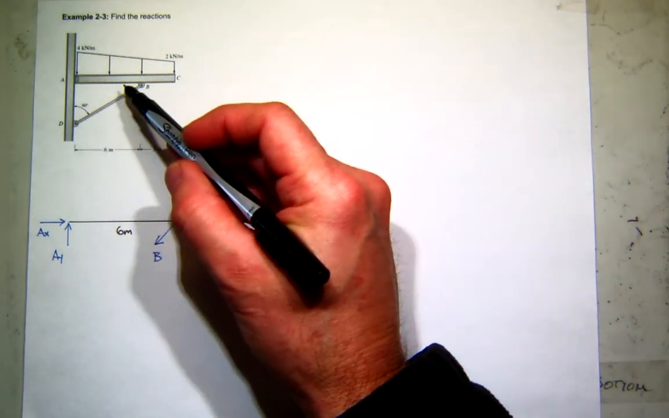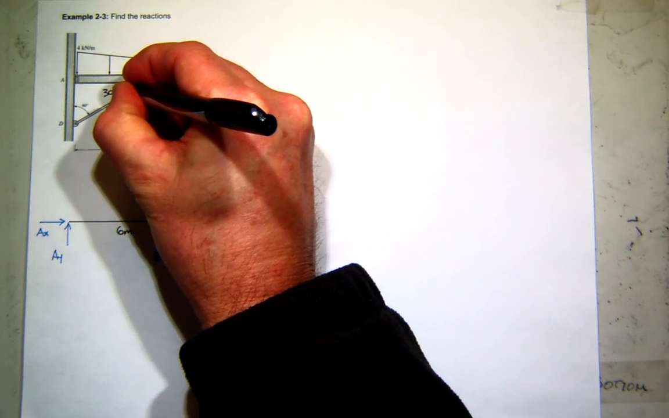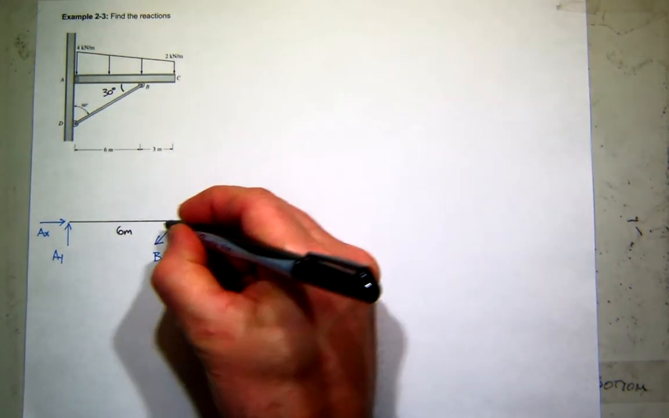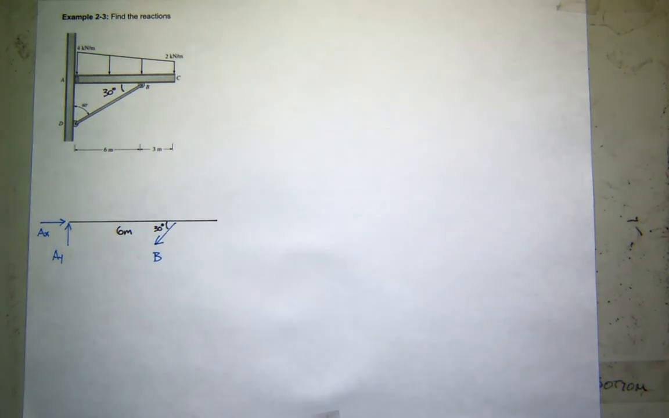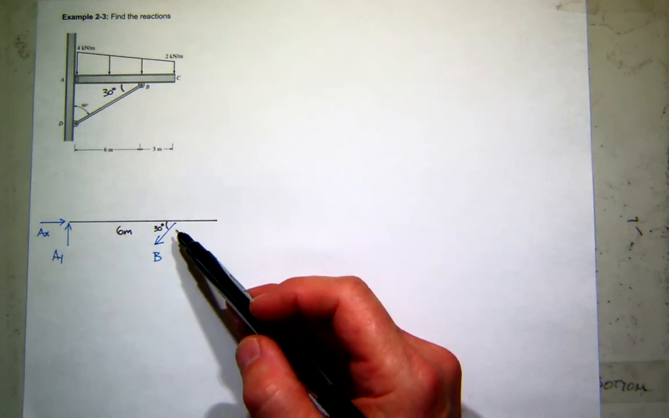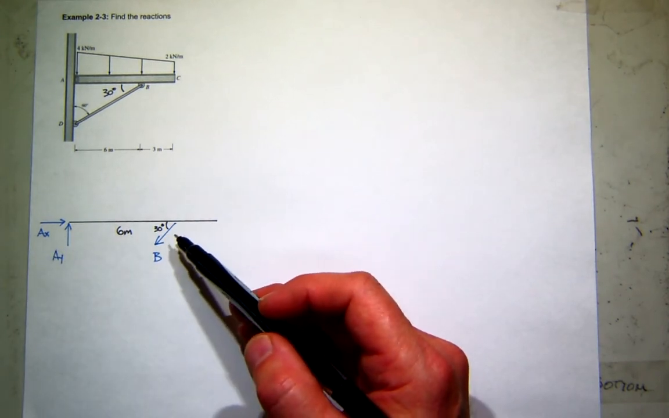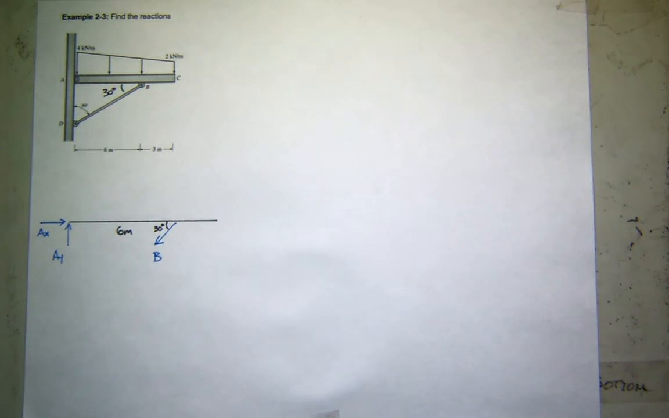Since this is 60 degrees, I know this interior angle here is 30. So I'll also write here, that's 30 degrees. So I know the direction, I just don't know the magnitude. So how many unknowns do I have? 2 at the pin and only 1 at the bar. So this is 3 unknowns. So this free body should do it.